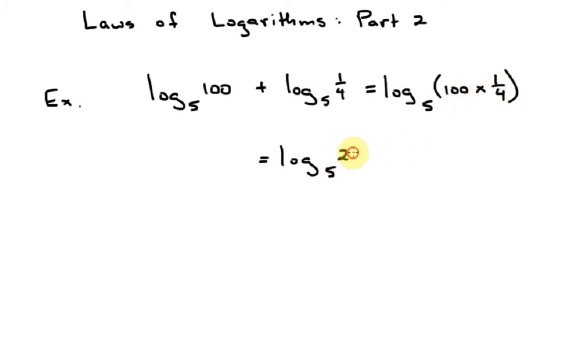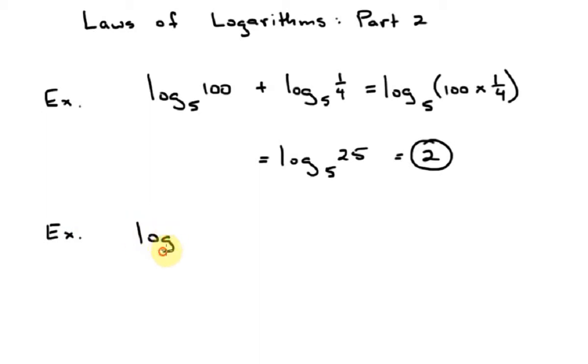That's 25. Well, now it's really easy to look at it and say, hey, 5 to what exponent would equal 25? I think this would have to be squared. And so that's my answer. This whole mess turns out to just work out and equal to 2. So not too bad at all. Those laws are very handy indeed.